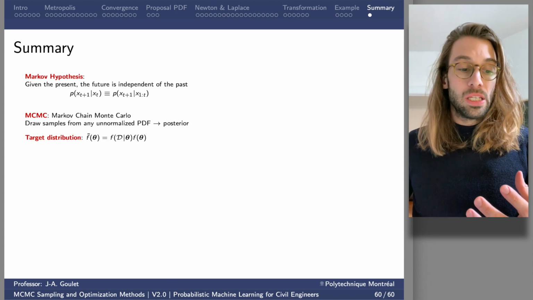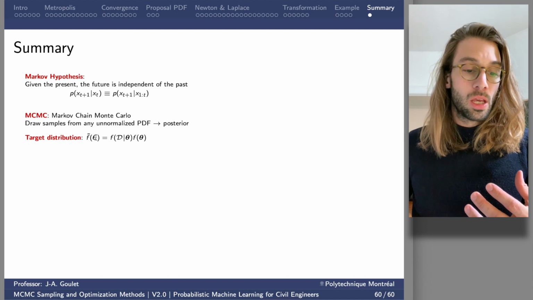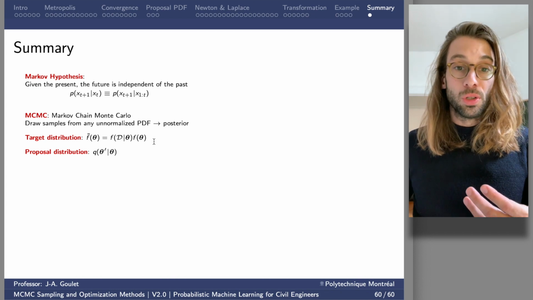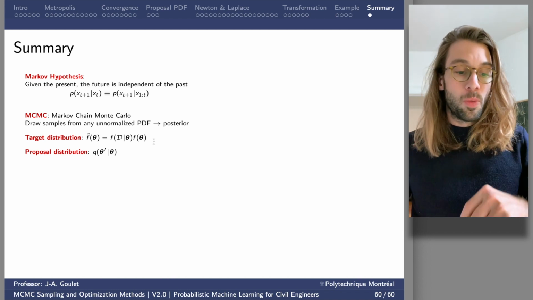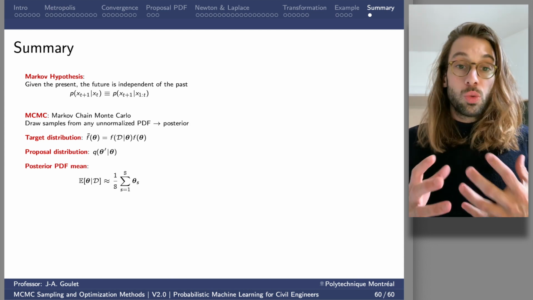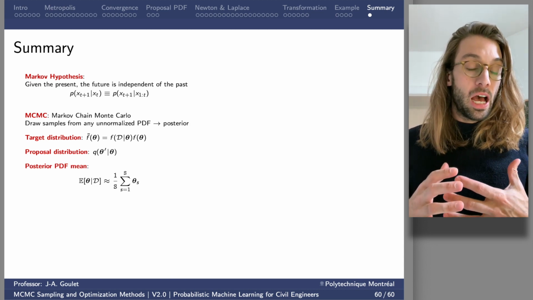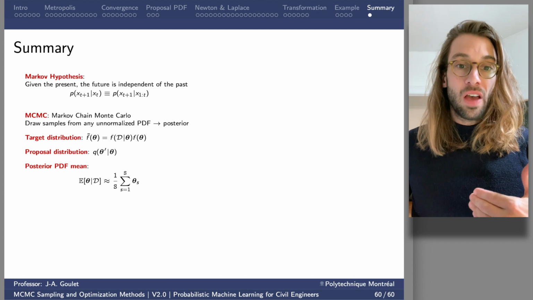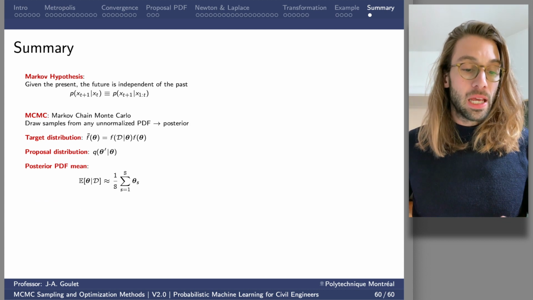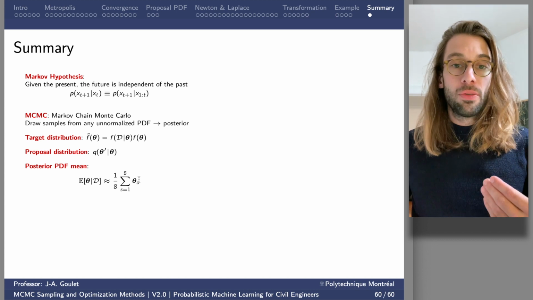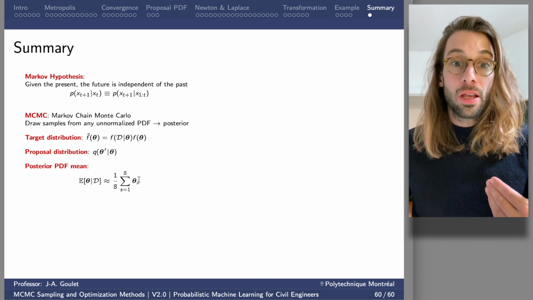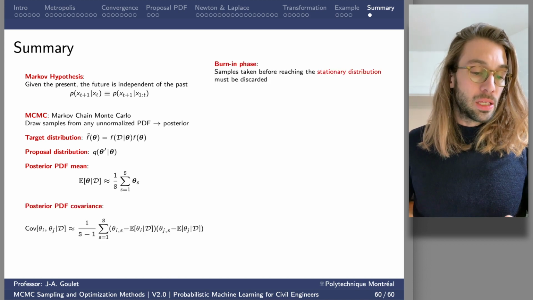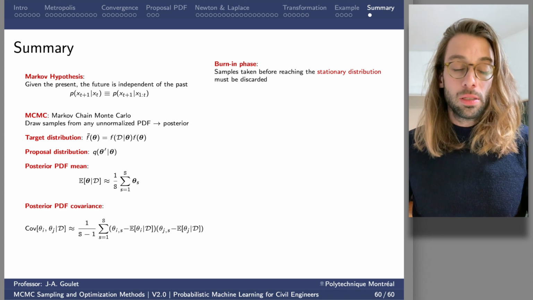So what do we need to do MCMC? We need to define a target distribution, which is going to be the product of the likelihood and the prior. We need to define a proposal distribution. Given our current location, where do we propose to move next? Once we have our sample, what can we do with it? We can calculate the expected value for a posterior PDF by taking simply the empirical average of our sample. If we want the covariance for our posterior, we take the empirical covariance, okay? As here, we can also obtain a posterior covariance.